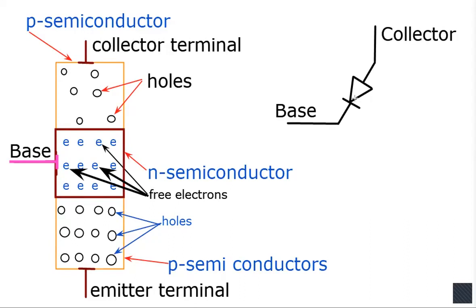Now it is correct. Then what is this line, dear? This line of the circuit symbol indicates the junction between P and N. There are two semiconductor layers, P and N, so this line indicates that junction. Okay, dear?